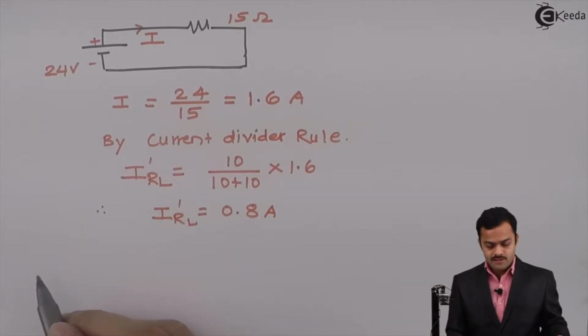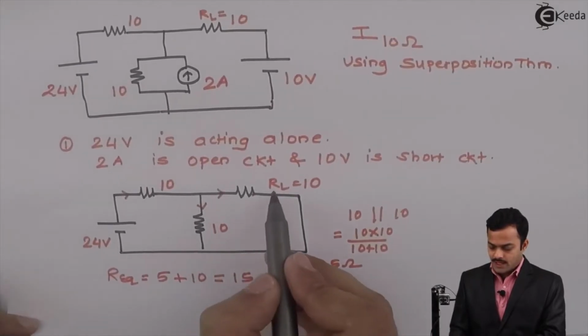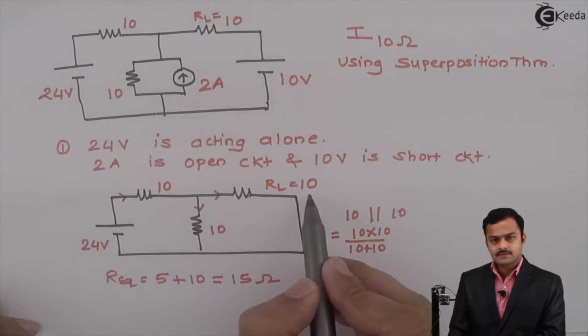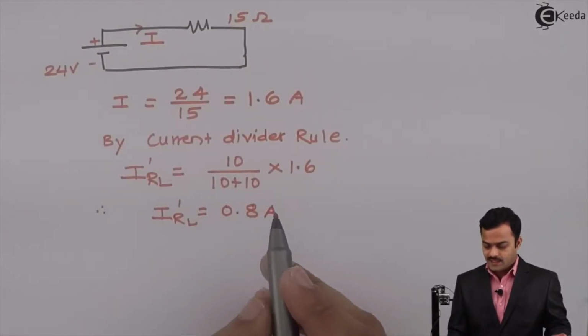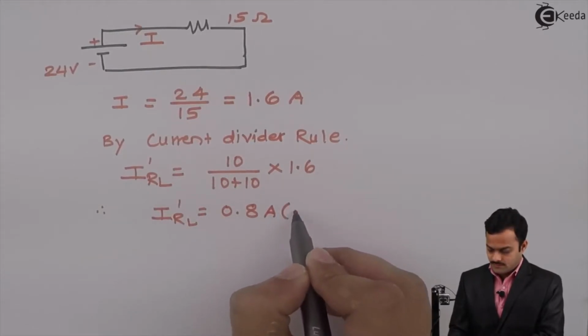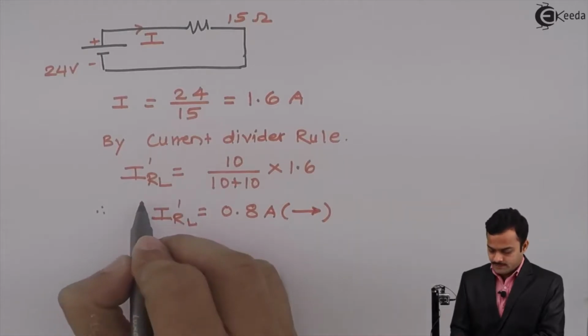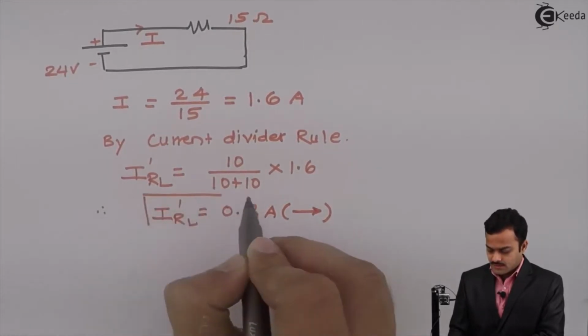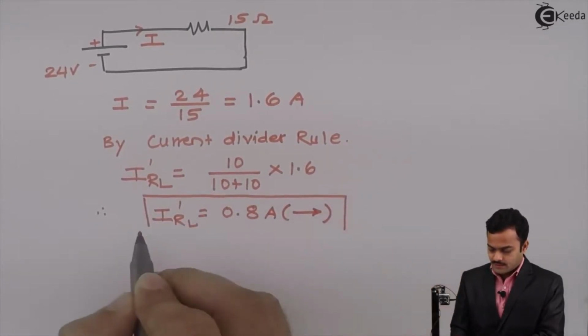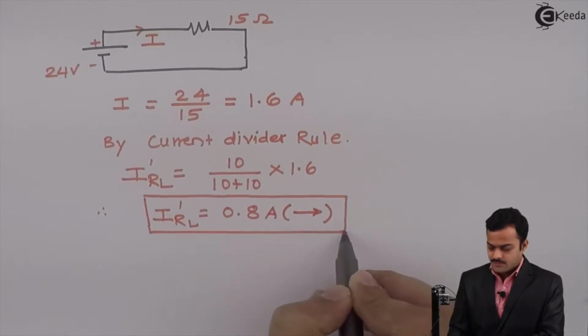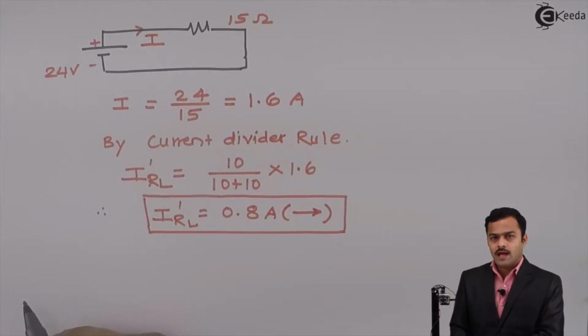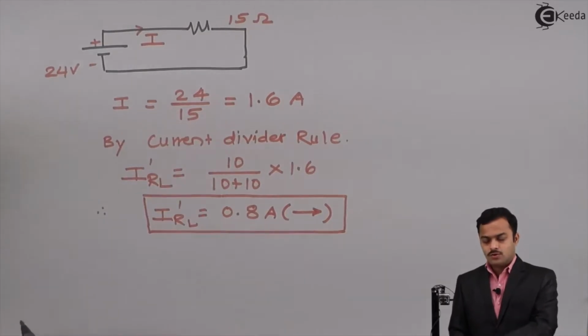I'm getting a positive answer. So for this RL, the current is like this. Okay. So the direction I will denote like this, from left to right. So this is the first answer I will get, and the current I am getting over here is because of 24 volt acting alone. Let's go to the second step.